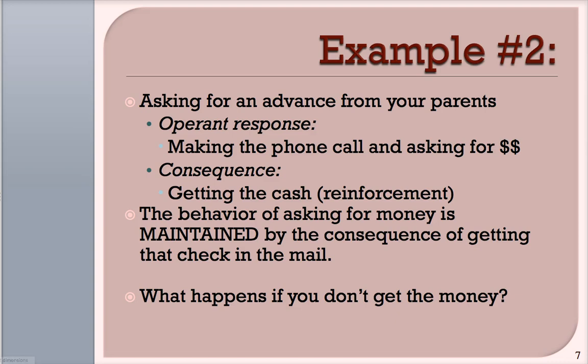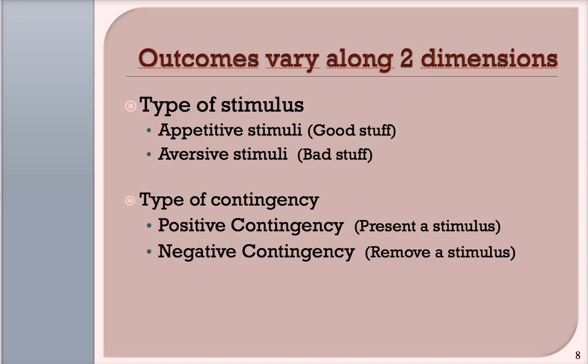So these are just a couple of examples. Let's talk about these outcomes, because outcomes can vary along 2 main dimensions. One of them is the type of stimulus. You can either get an appetitive stimulus, which is good stuff, or you can get aversive stimuli, which are bad things. And how those outcomes present themselves is also a dimension.